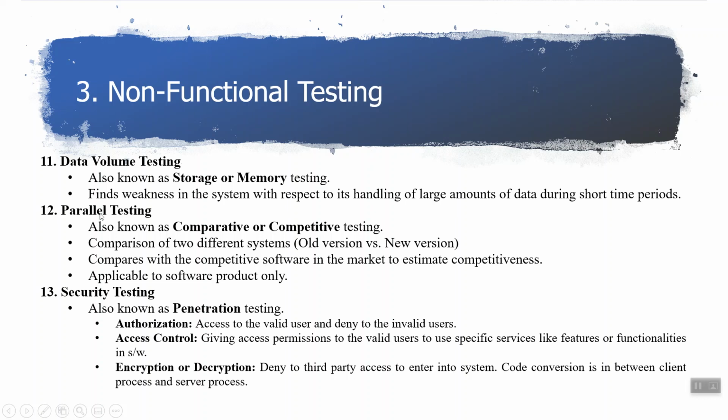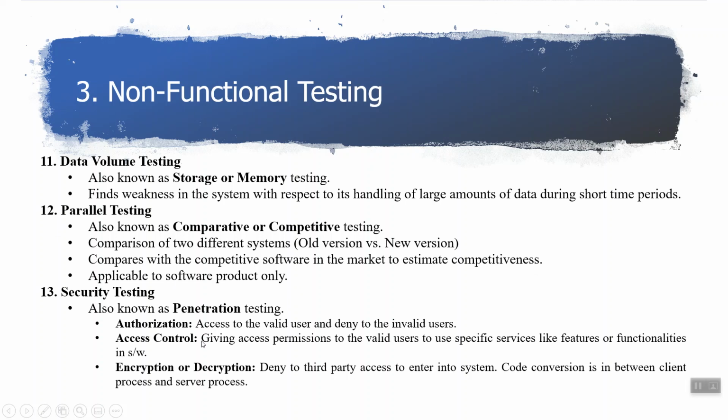The 12th one is parallel testing, also known as comparative testing or competitive testing. Here we do the comparison of two different systems, meaning old version versus new version of the same product, or compare with competitive software in the market to estimate competitiveness. Also, parallel testing is applicable to software products only.